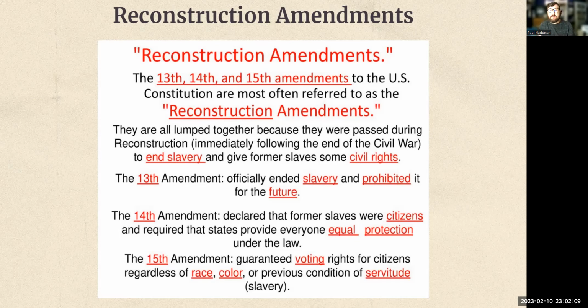It still is only limited to men. Women won't get the right to vote until far later, and we'll cover that as part of this because that's within the scope of our class. But at this point, white landowning men, white non-landowning men, and black men are now able to vote legally under the United States Constitution.